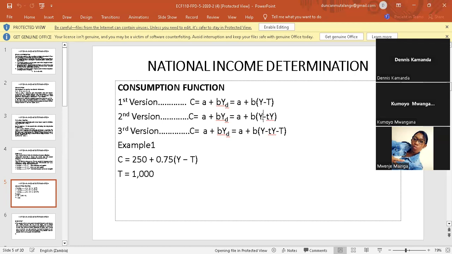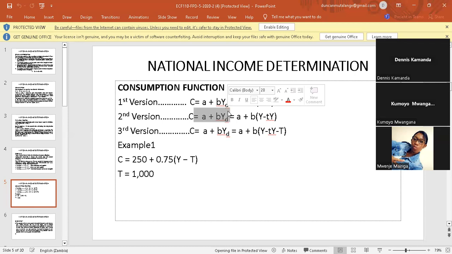Maybe just on that one. In this case, the B is representing what? The B is the MPC. So remember, if you can see my screen there, the second version is this, isn't it? It's A plus B YD. So you know that your B is 0.7.